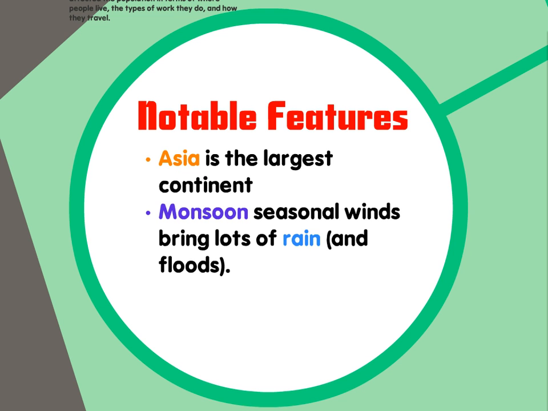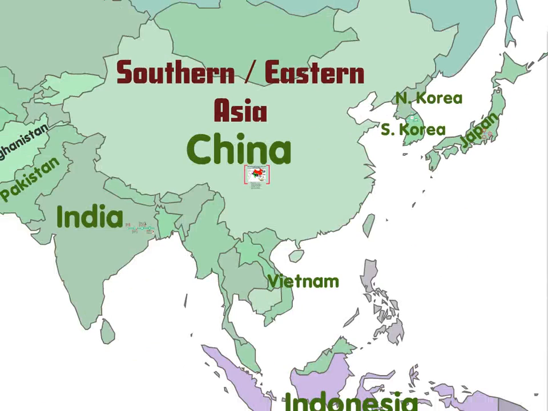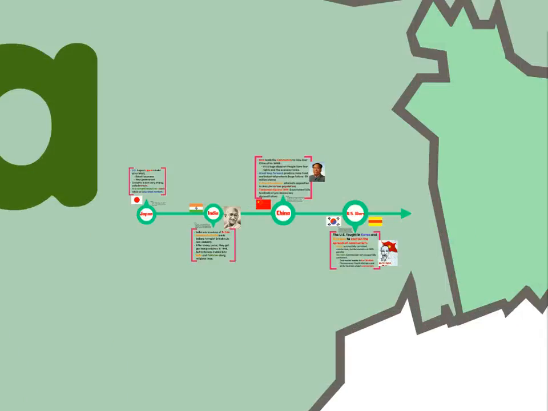A couple of notable features for Asia. Remember that Asia is the largest continent in the world, and it's also home to monsoon seasonal winds. These monsoon seasonal winds bring lots of rain and, as a result, lots of floods. Okay, let's talk about some history.